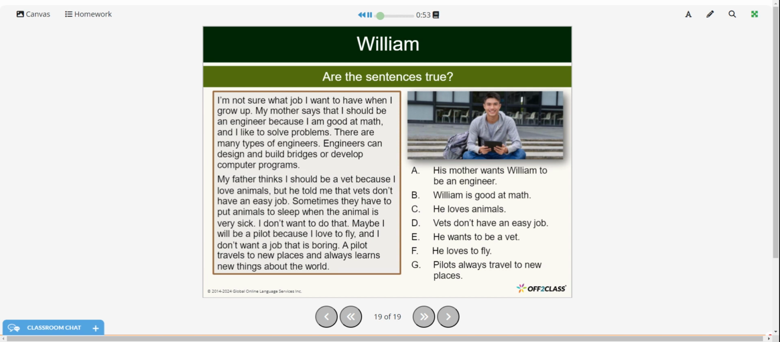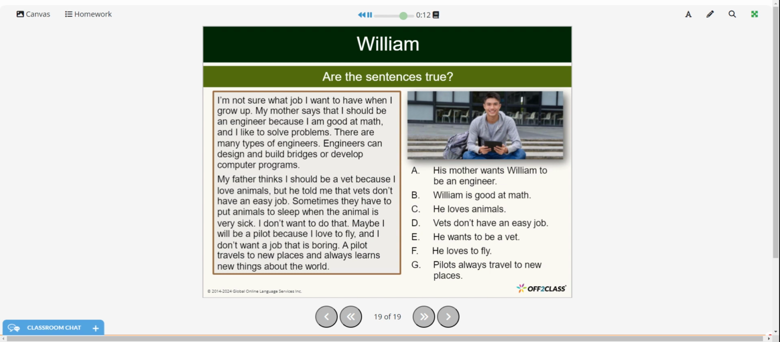I'm not sure what job I want to have when I grow up. My mother says that I should be an engineer because I am good at math, and I like to solve problems. There are many types of engineers. Engineers can design and build bridges or develop computer programs. My father thinks I should be a vet because I love animals, but he told me that vets don't have an easy job. Sometimes they have to put animals to sleep when the animal is very sick. I don't want to do that.